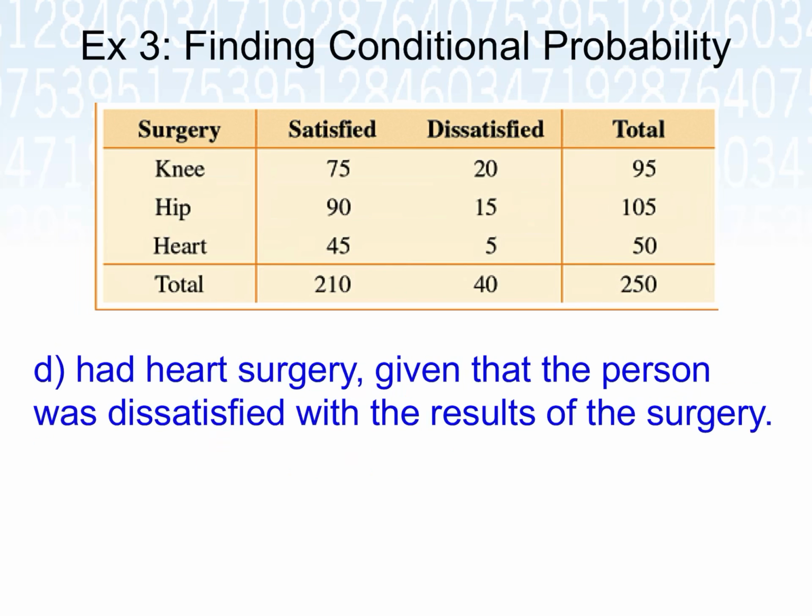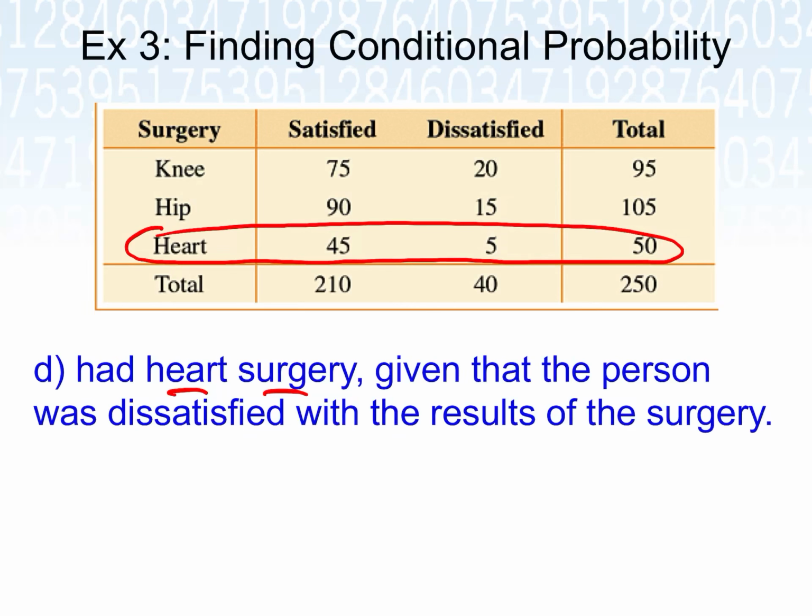Okay, so you're back. So let's see, heart surgery. Find the probability that they had heart surgery given that the person was dissatisfied. Ooh, they turned it around on us. Okay, so find the probability that you're going to select somebody that had heart surgery given that they were dissatisfied.